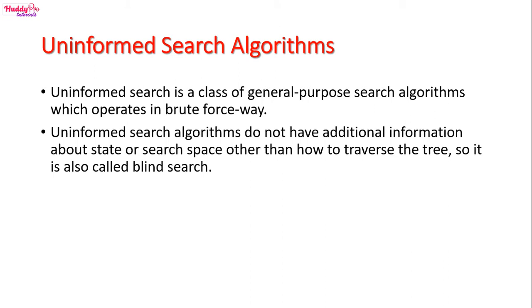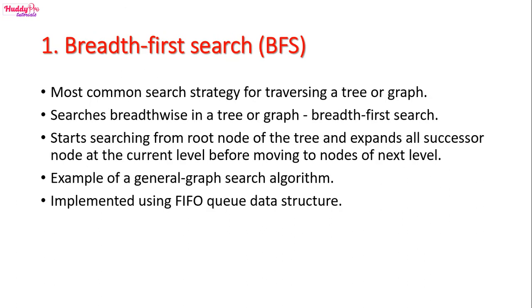Now let's begin with uninformed search algorithms. We said that uninformed search algorithms have no additional information about the state or the search space other than how to traverse the trees, so they are called the blind search. This is a class of general purpose search algorithms that operate in a brute force way. They are blind. They only have the information in the problem definition, no additional information. So let's begin with the breadth first search algorithm.